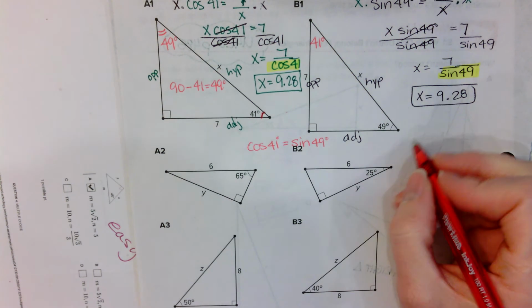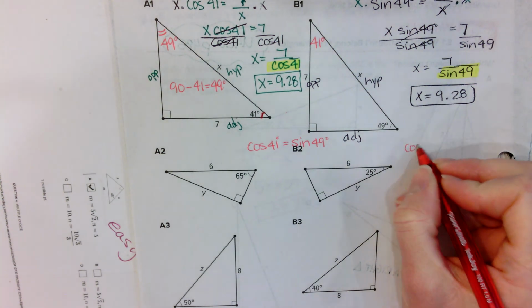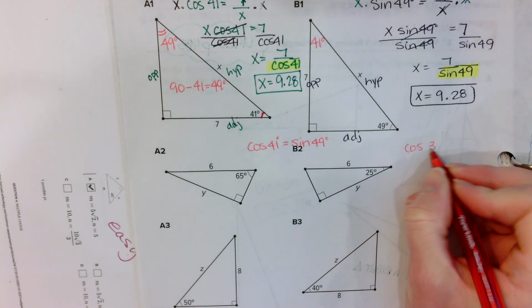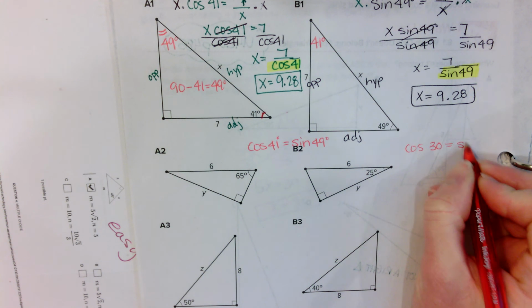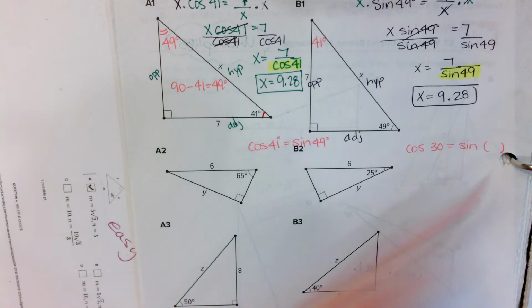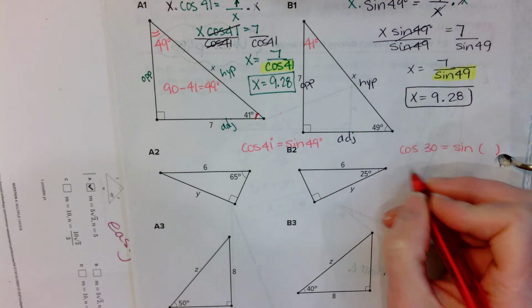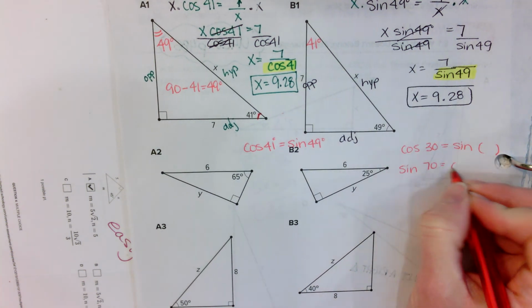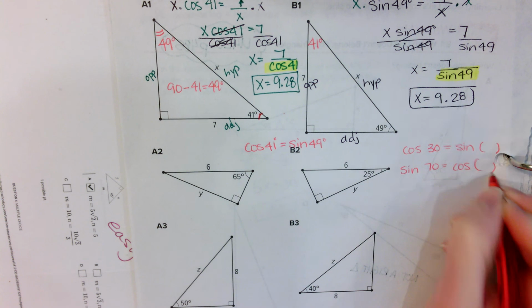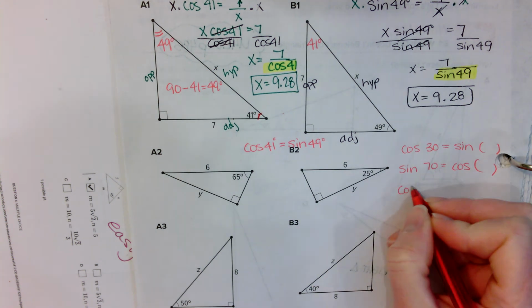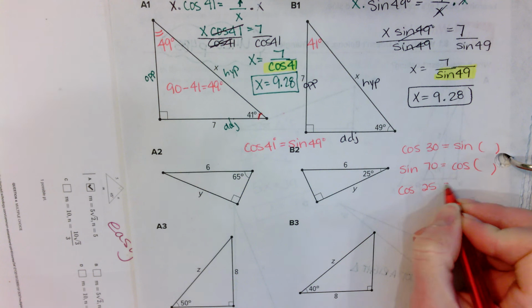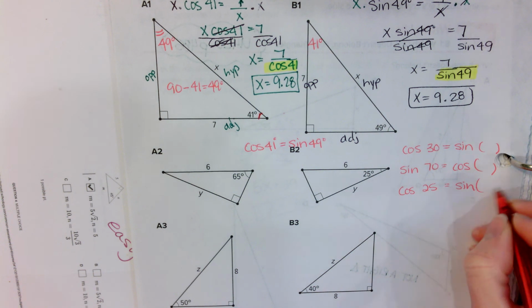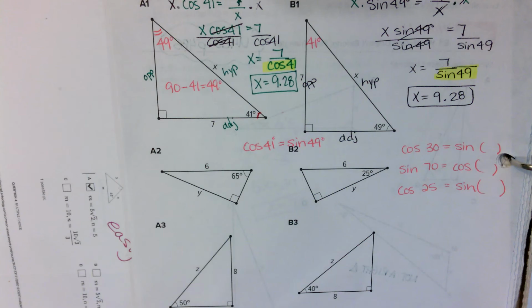So out to the side, please write cosine of 30 degrees equals sine. Leave a big space for your parentheses. Okay, how about sine of 70 equals cosine. Leave a big space. Let's do cosine of 25 equals sine, and leave a space. I can figure out the number that goes inside there.